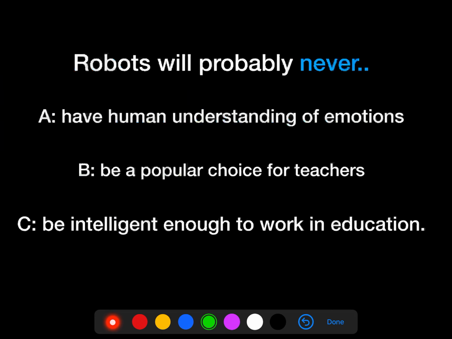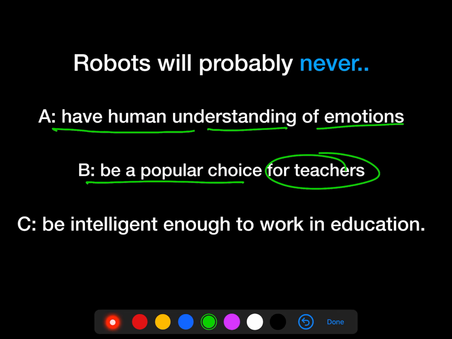Next question. Robots will probably never have human understanding of emotions. 2. Robots will probably never be a popular choice for teachers. Number 3. Robots will probably never be intelligent enough to work in education.